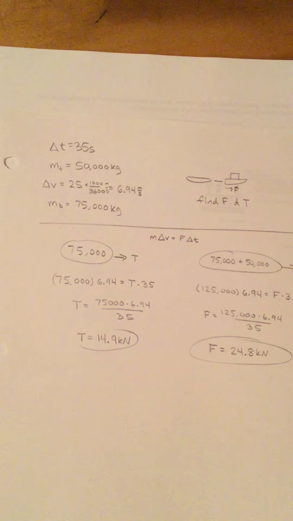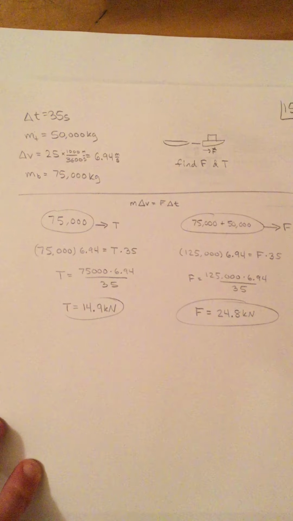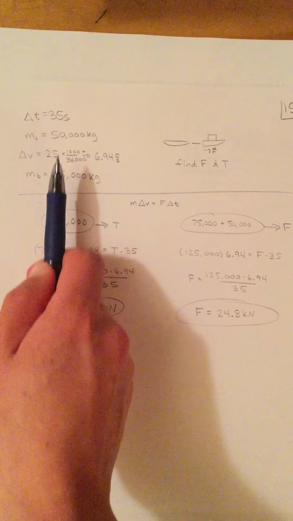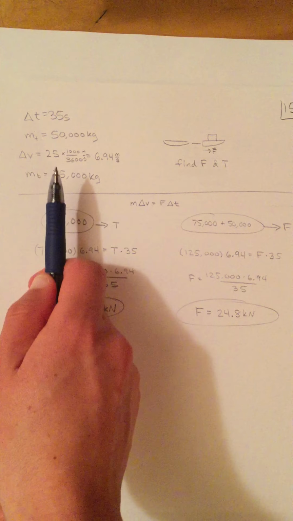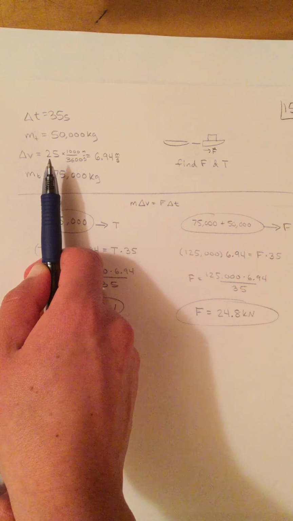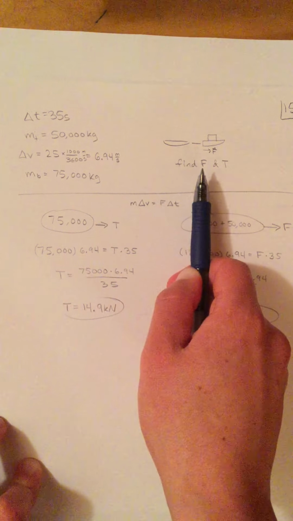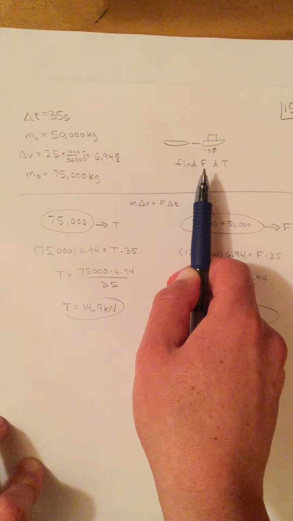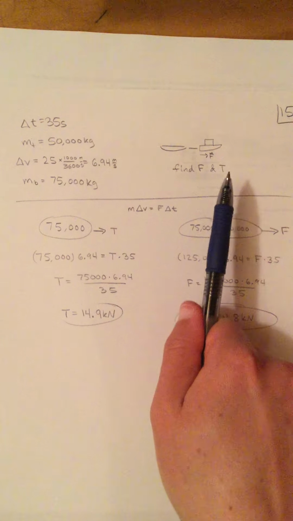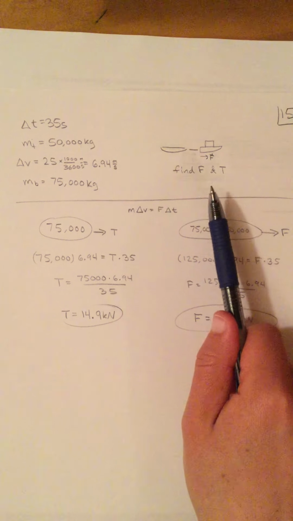So, in this problem, this is 21, we have delta T is 35, we have the mass of the tugboat, we have the mass of the barge, we have the change in velocity given to us. The change in velocity is 25 kilometers per hour. We can convert that to meters per second. We want to find the force F and also the tension in the rope, which I'm calling T. We want two forces here.